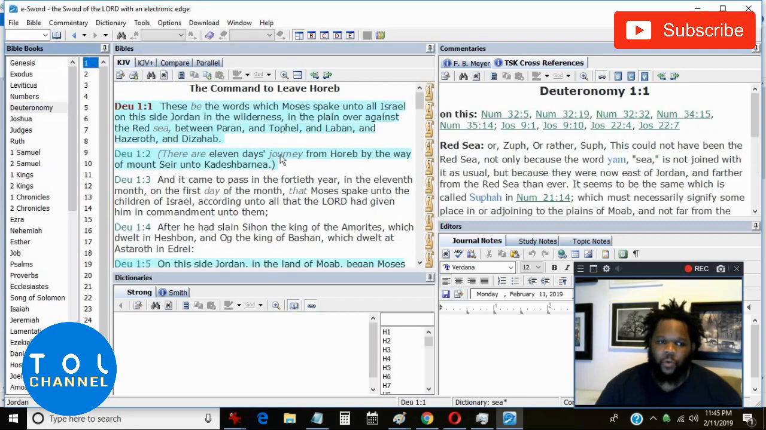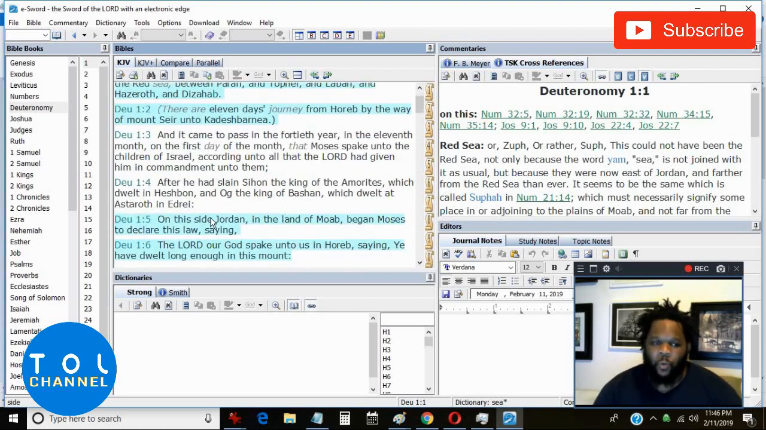We go back to Deuteronomy 1. And Moses spake unto all Israel on this side of the Jordan, the wilderness, in the plain over against the Red Sea. And we go to Deuteronomy 1:5. On this side of the Jordan, in the land of Moab, began Moses to declare this law, saying. You get what I'm saying? You're starting to see the picture that I'm talking about. So we know the Red Sea has to be on the east side of the Jordan. No matter what anyone tells you, the Red Sea is on the east side of the Jordan. You can't make this up.